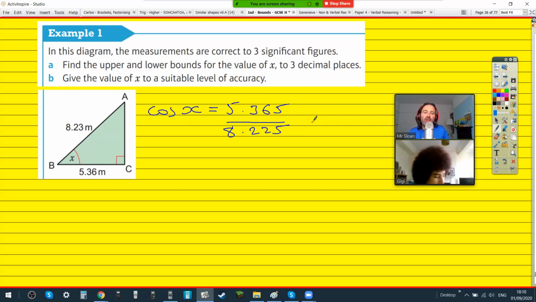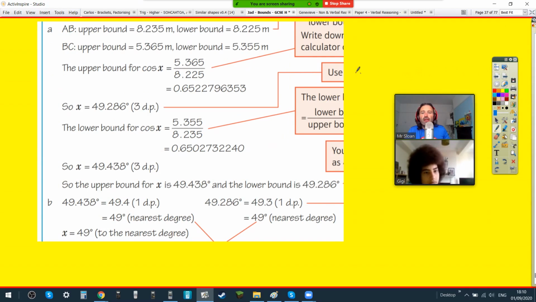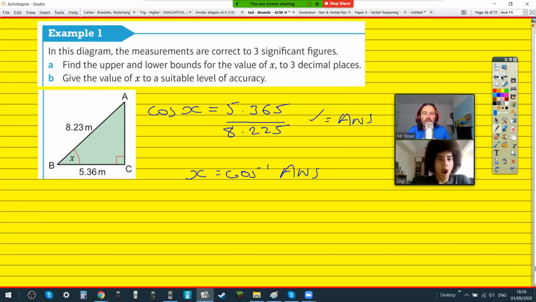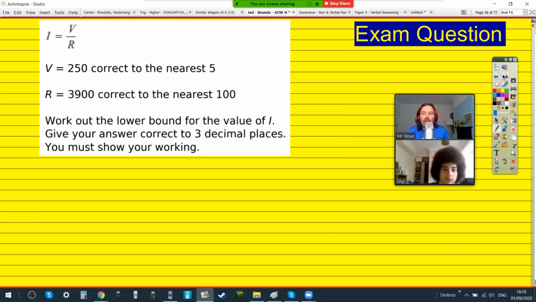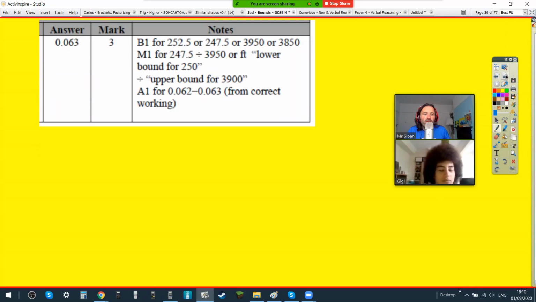And I think it'll be fine for the lower bound. If you got that, you would just write whatever the answer is, like arc cos of that answer. You'll be alright. I think it'll be good. I even had it. 5.365, 8.225. Yep. These are similar to fine.